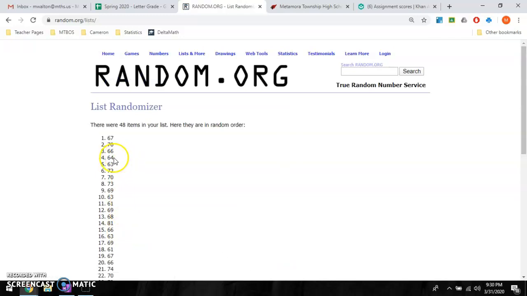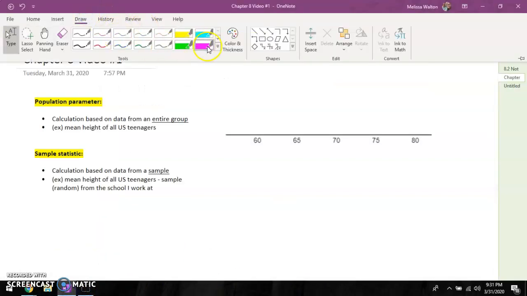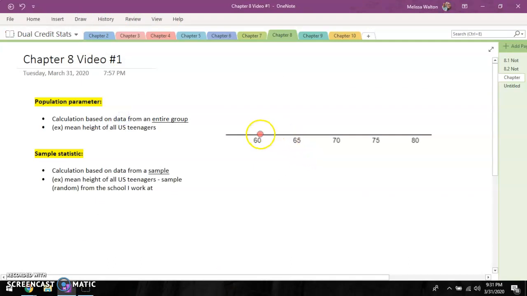Let's say I'm standing outside of my classroom, and I choose the first 4 students. Their heights are: a 67-inch person, somebody who is 70 inches tall, somebody who is 66, and somebody who is 64. If I add all of those up and divide by 4, I get an average height of right around 67 inches. So I'm going to put a dot at 67 inches. There's 61, 62, 63, 64, 65, 66, 67 inches.